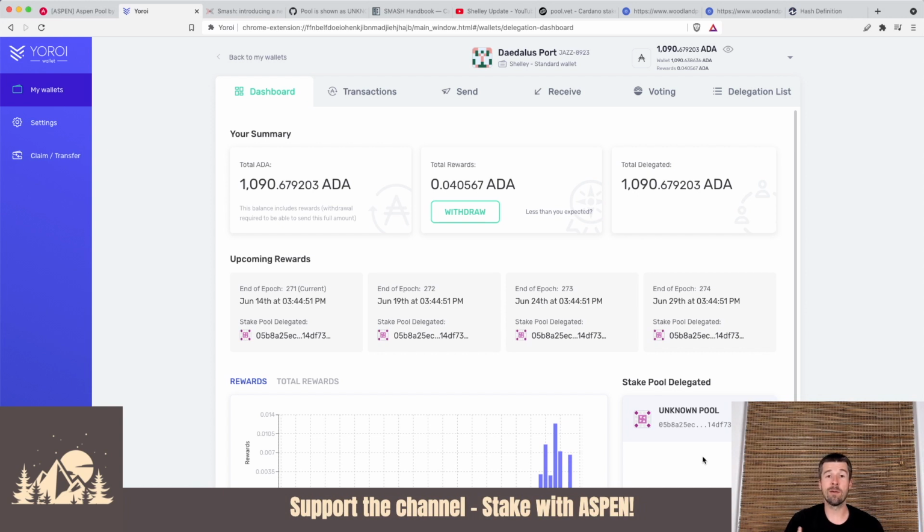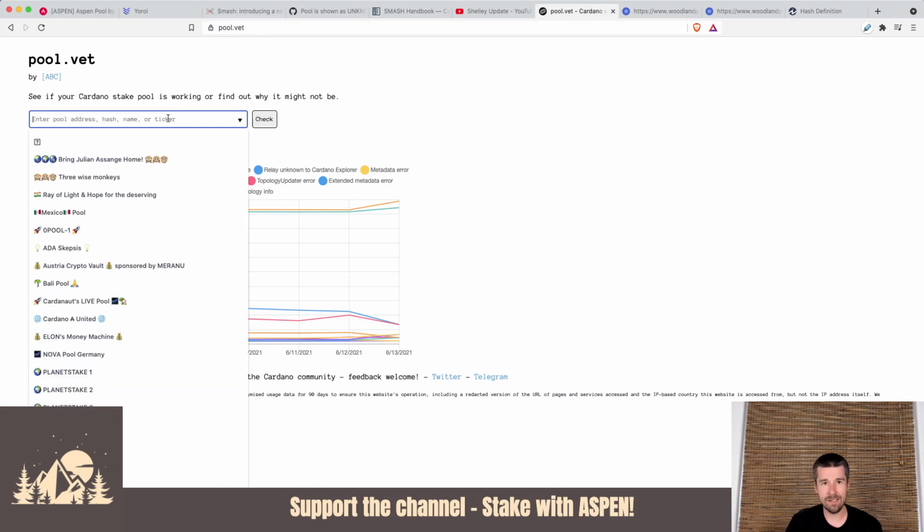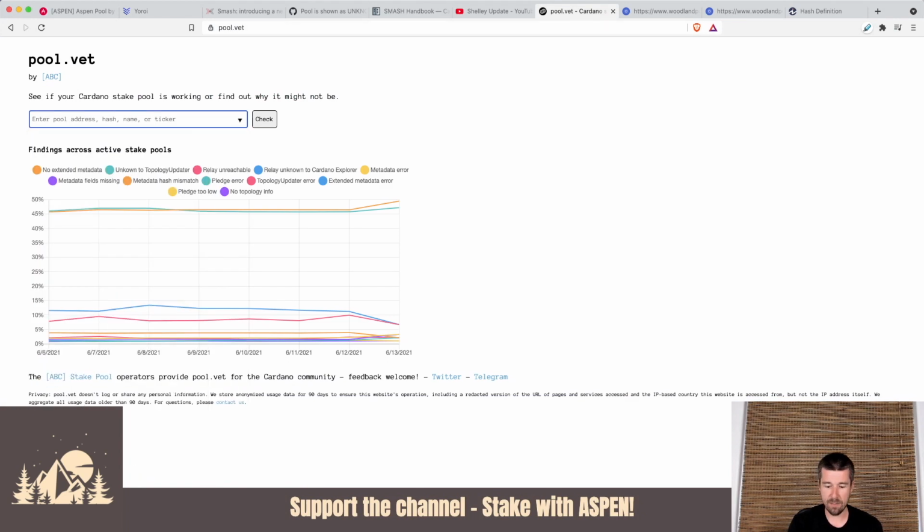Well, the great thing for all of us in the Cardano community is that the Cardano ecosystem is filled with lots of very positive and helpful people, and there is an awesome tool that was put together by the operators of the ABC stake pool called pool.vet. Any of you can come and check this out. You can come to pool.vet, type in any stake pool, ours or any other. Let's type in Aspen and see here.